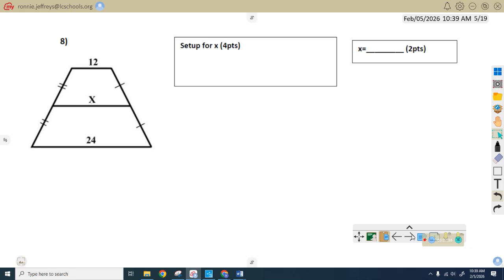All right, so number 8. Well, this is 12 plus 24 is 36 divided by 2. This would be 18. All right, and our last problem on this.